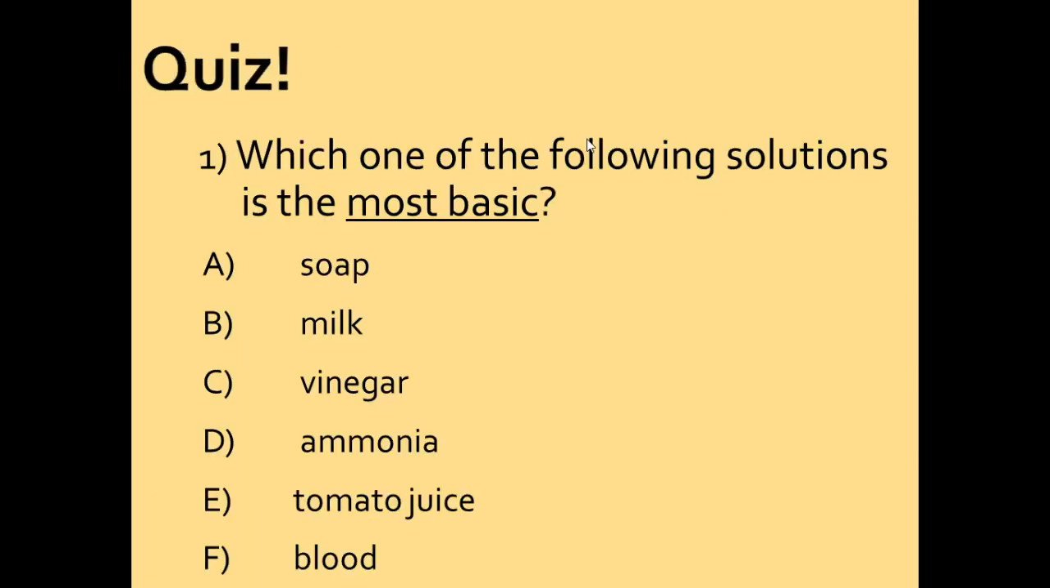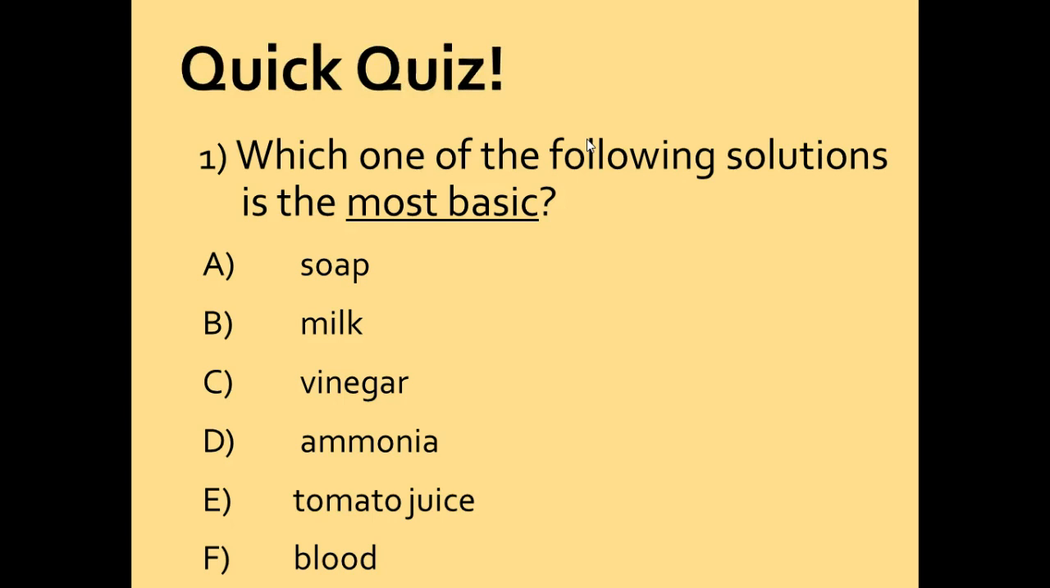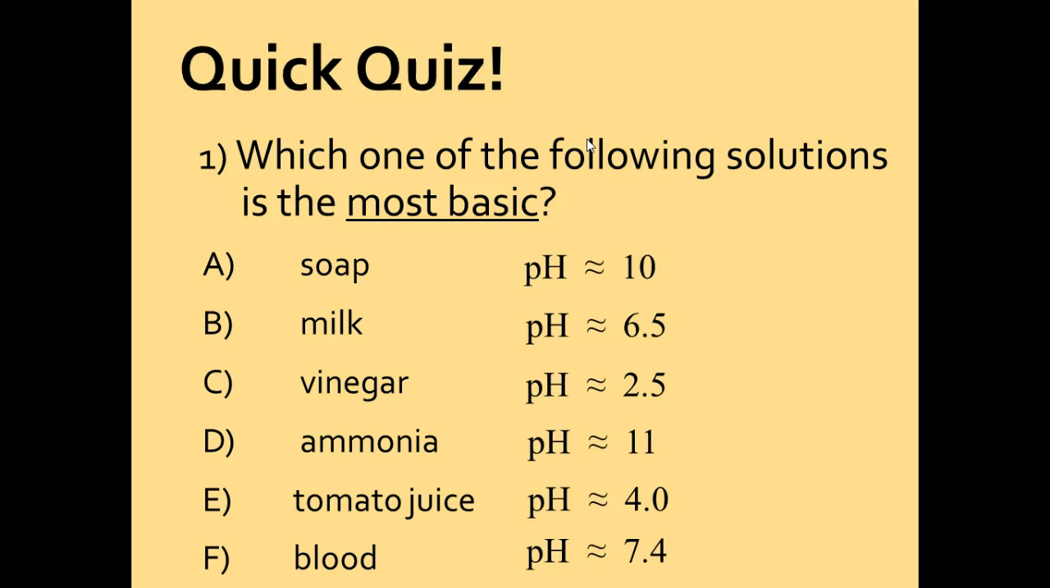And so, quick quiz, which of the following solutions is the most basic? And so if I give you the pHs, it'll be easy to compare. You can't really do this without pH. And so out of these, remember, on the pH scale, the most basic is the highest pH. So which of the following has the highest pH? And the answer is ammonia. And this is a pretty simple question. So just know that basic is higher pH, acidic is lower pH, neutral is 7.